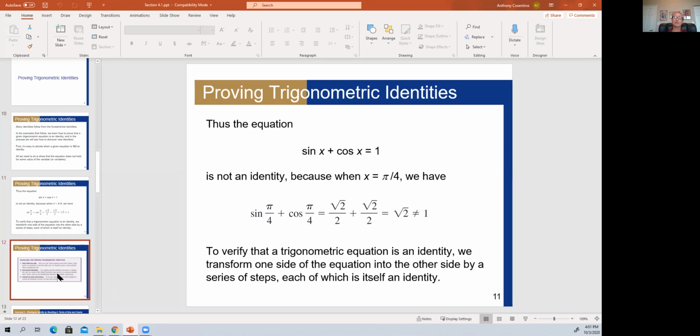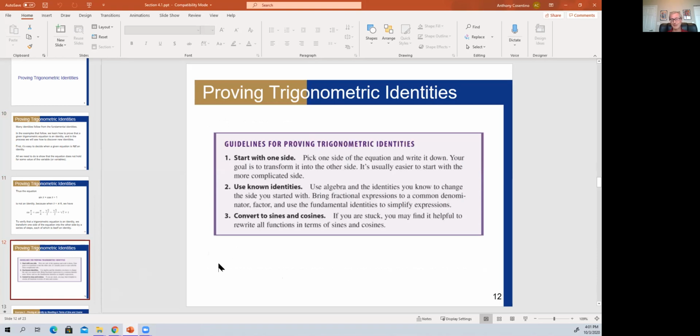Proving things are equal, I think, is a challenge. So here's a couple guidelines, or strategies maybe is a better word, on how to proceed. You have to start with one side or the other, and usually picking the more complicated side is best, because it's usually easier to take something complicated and shrink it down to something simple than to take something simple and try to make it complicated. Then you have to use the known identities and label them. As we started in the last lecture, label each step.